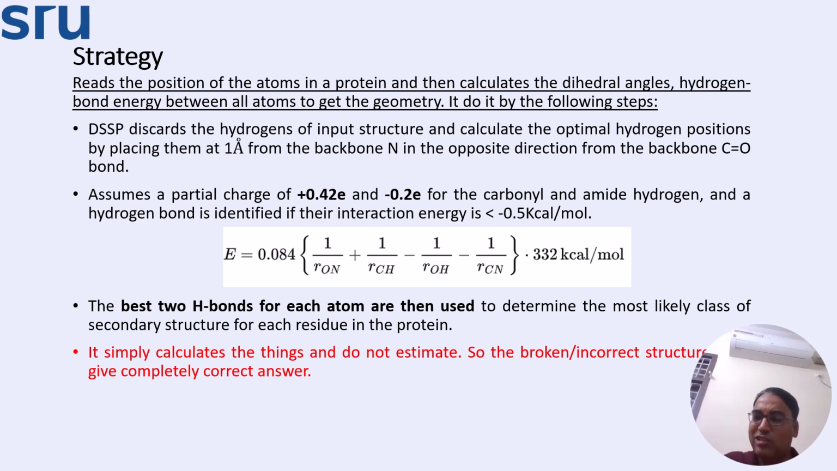Is it alpha helix, beta sheet? If alpha helix, what kind of helix is it? So this way, the broken or incorrectly assigned structure can now be properly done.